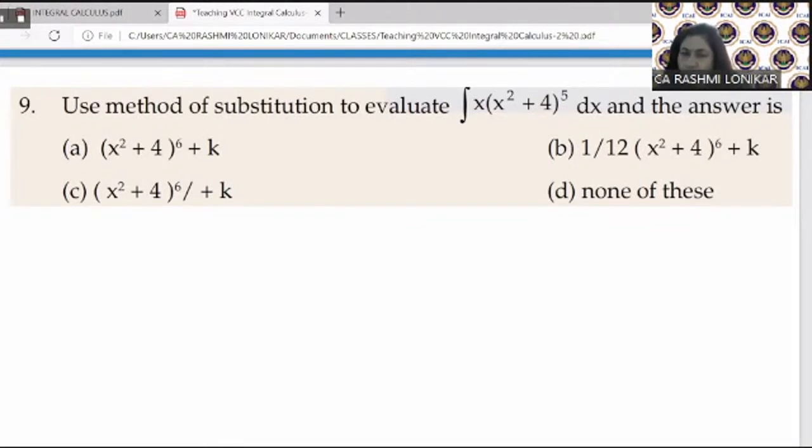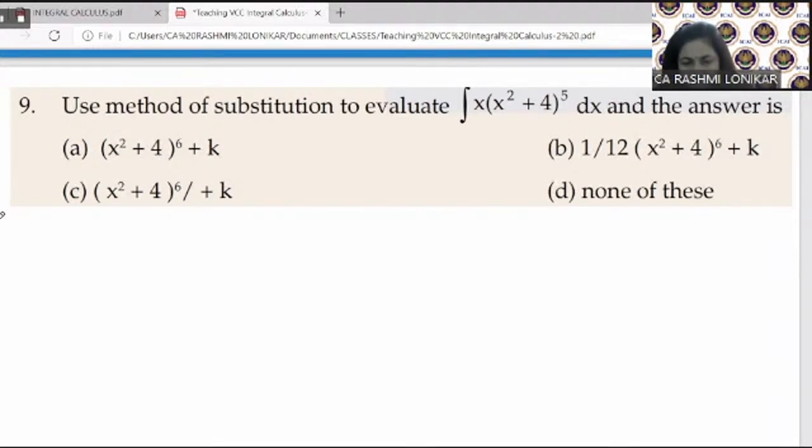Now let us do the ninth sum. I hope you are able to understand. Just put it in the chat box whether or not you are understanding. And we are taking all the sums step by step so that you will be able to see that there is nothing to be afraid about in differentiation and integration. Now again here, they very nicely told you to use the method of substitution.